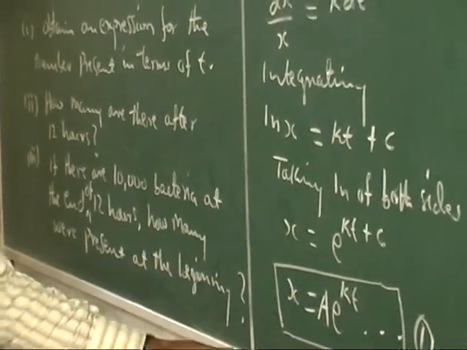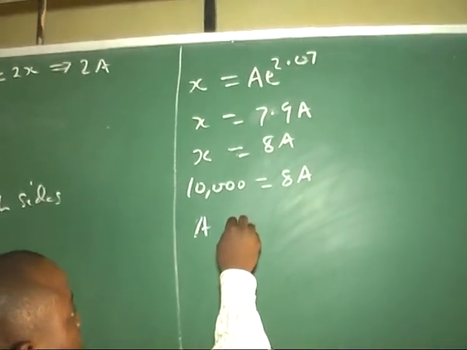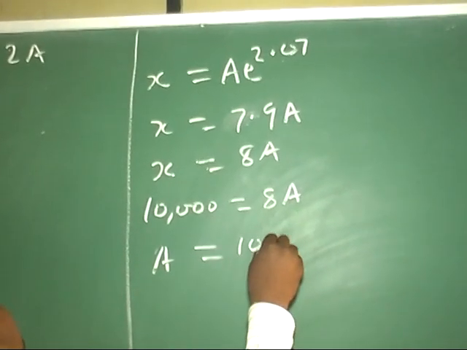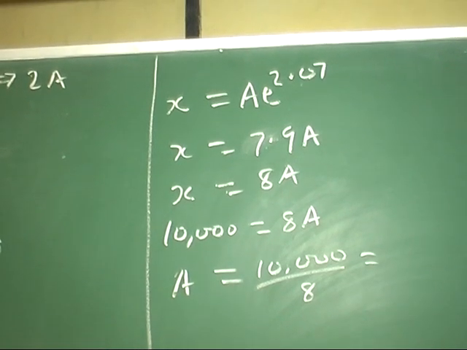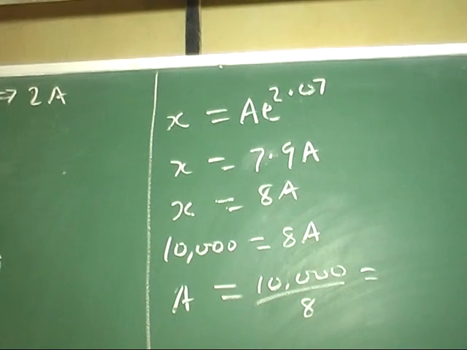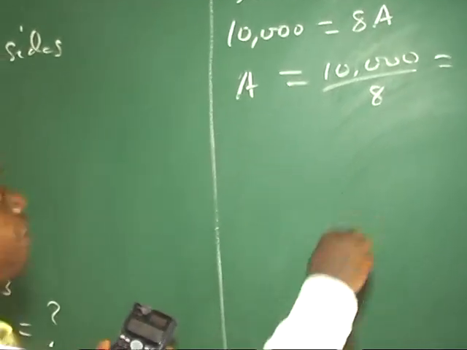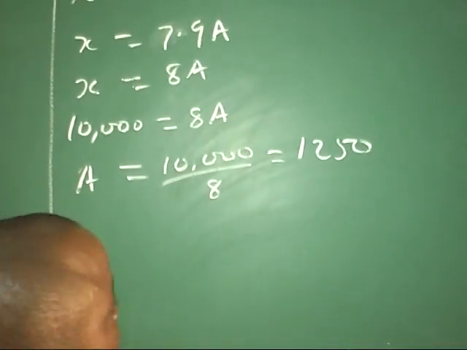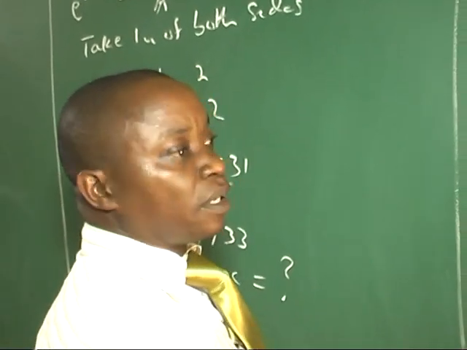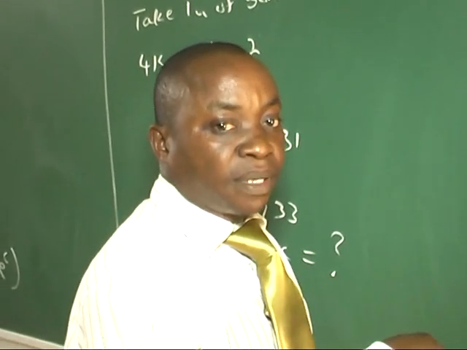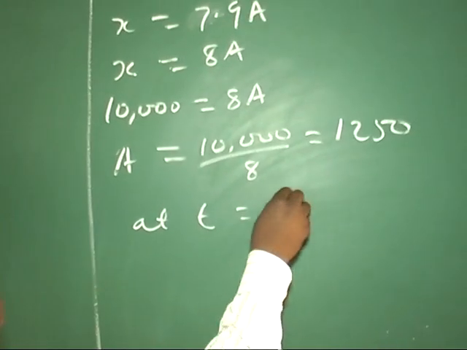So what we do now, we first of all find this value of A by saying that A will be equal 10,000 divided by 8, and then that will give us 1,250. That is A. So we want to now see how many of the bacteria were there at the beginning, that is, at T is equal 0.